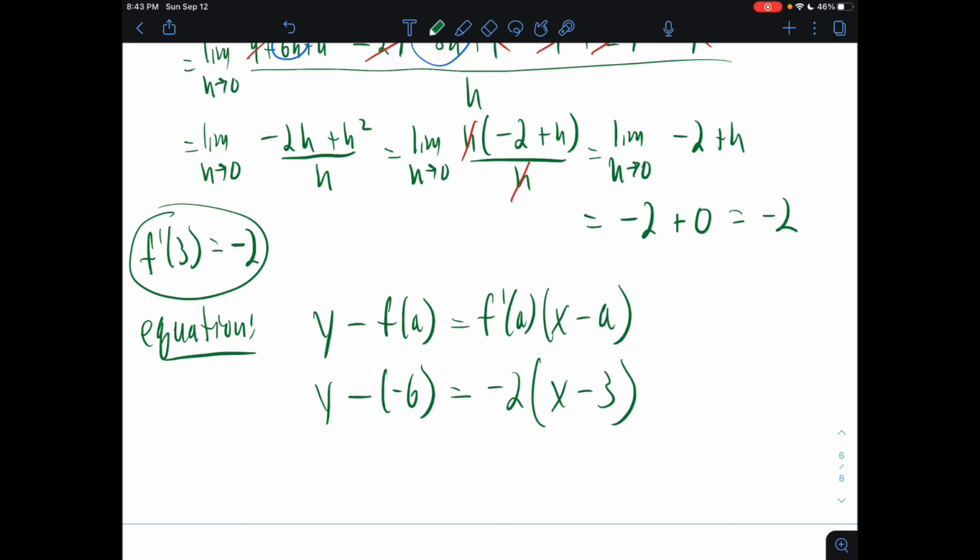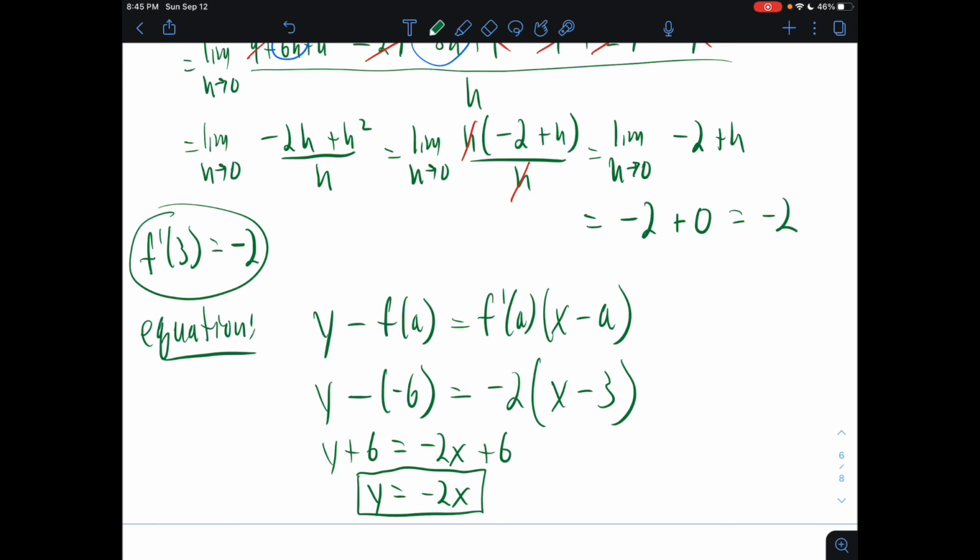So I can simplify this. y + 6 = -2(x - 3) if I want to leave it in point-slope form. Or if I distribute the negative 2 and then get the y all by itself, I get that my equation is simply y = -2x. So another example of finding the equation of a line that's tangent to a curve at a particular point.